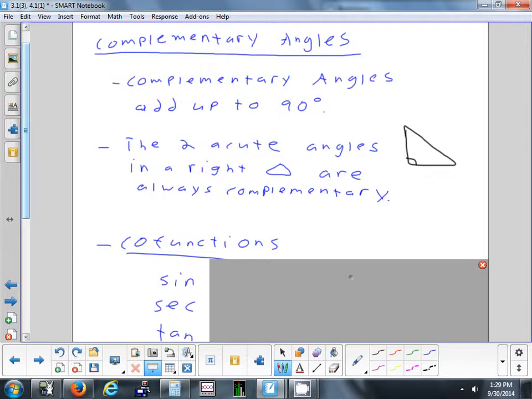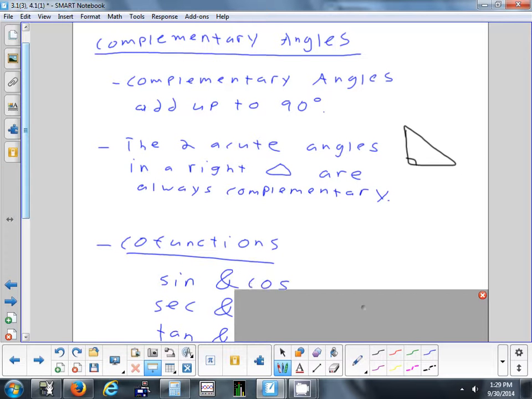We start with a trig function, and then we put the word co in front of it to find its cofunction. So sine, and what do you think the cofunction would be for sine? Cosine, yeah. Sine and cosine are what we call cofunctions. That's the first pairing of cofunctions. So we say that the cofunction for sine is cosine. What about the cofunction for cosine? It would be sine. It's not cocosine. It goes back to sine.